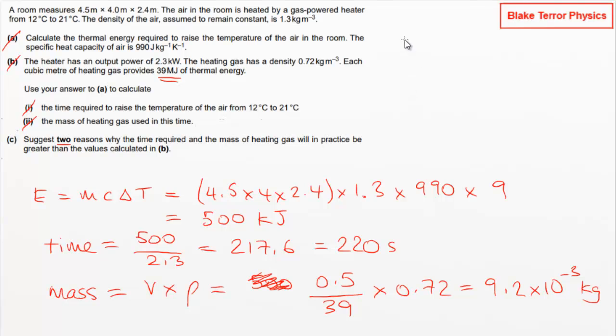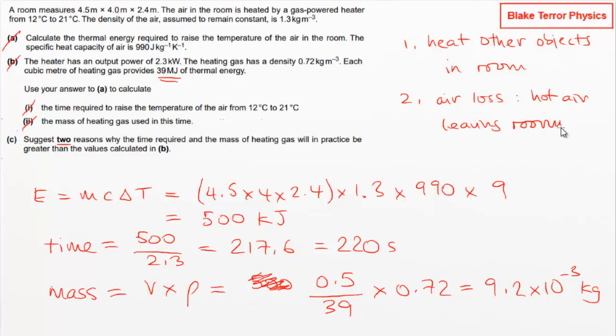So let's say for one, we could say you've got to heat other objects in the room, because we're heating the air in the room. The room doesn't exist in isolation. So let's say heat other objects in the room. You could say you've even got heating the walls or the floors of the room. You could have that as an alternative. You could say then that we've got air loss, so that could be hot air leaving the room, or cold air entering.